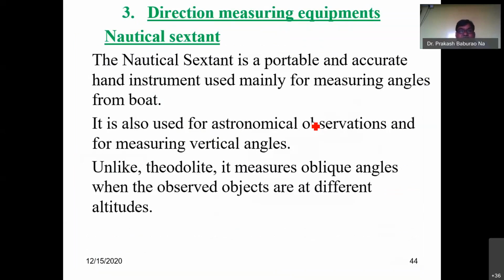So let me describe this nautical sextant. What is a nautical sextant? It was invented in an earlier period and utilized to measure the angle from the shore side to the boat point. The nautical sextant is a portable, handy and accurate instrument used mainly for measuring angles from the boat. Once you fix the boat points along the range line with respect to the sounding points, you fix those angles and bisect the objects toward the shore side. By knowing the angle you can fix the boat with respect to that point, and carry out the further work of measuring the depth of the water.